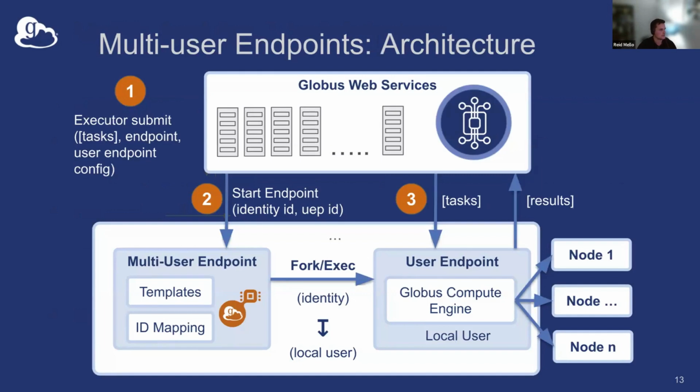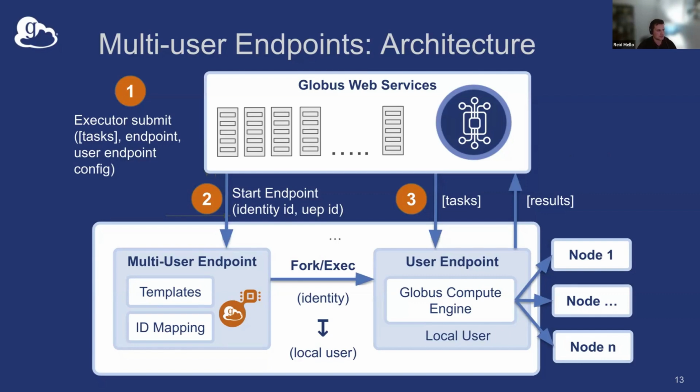So here's a high level of the architecture. At the top, we have the Globus Compute web services, and at the bottom, this would be a multi-user endpoint deployed at some allocation. Number one, we submit via the executor, so this is the SDK. We provide the endpoint ID of the multi-user endpoint and then some user endpoint configuration, and submit that up to the web services.